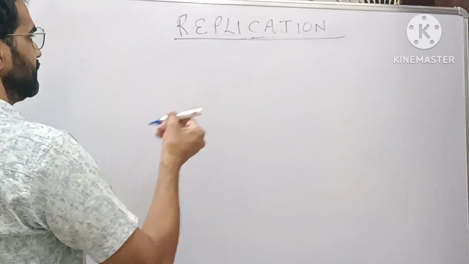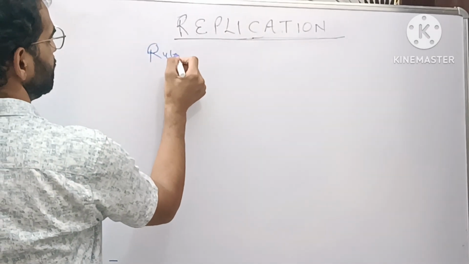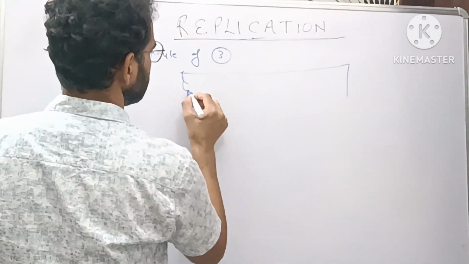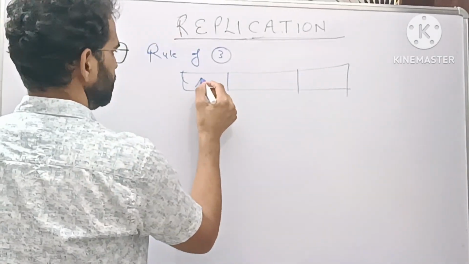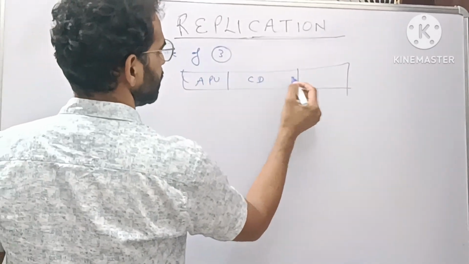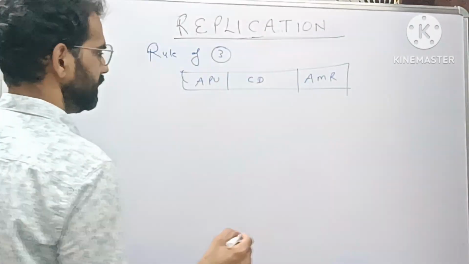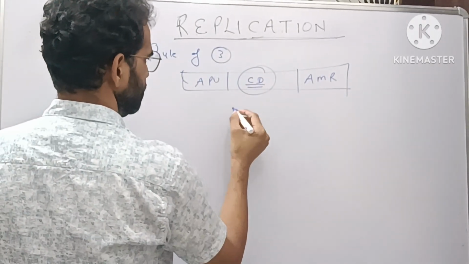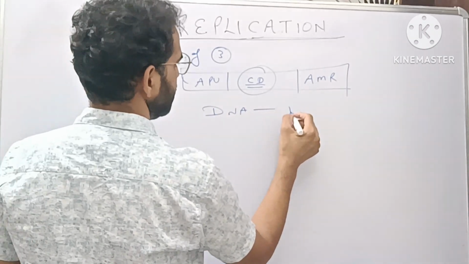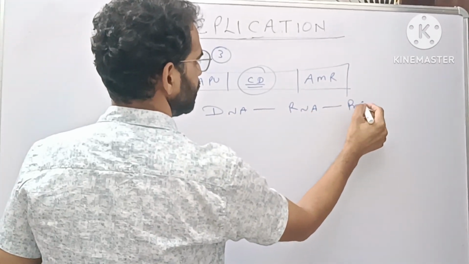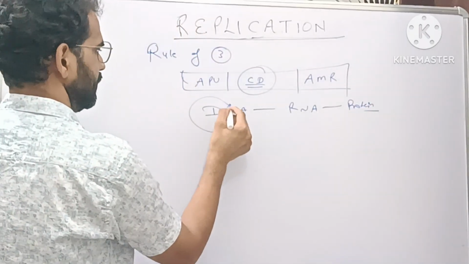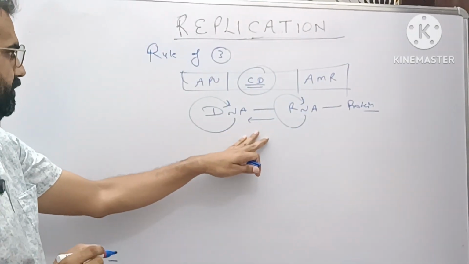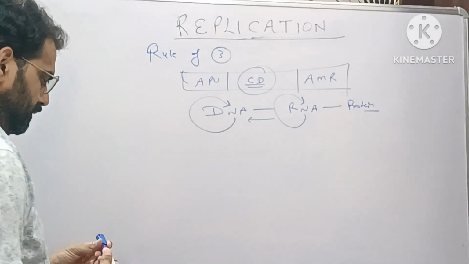So in the last lecture we discussed the replication rule of 3, where it is divided into 3 parts: APU, central dogma, and assembly, maturation and release. So today we'll discuss this central dogma, which is nothing but DNA to RNA and RNA to protein synthesis, DNA replication, RNA, and in the reverse direction, reverse transcriptase. So this portion we will discuss in this lecture.